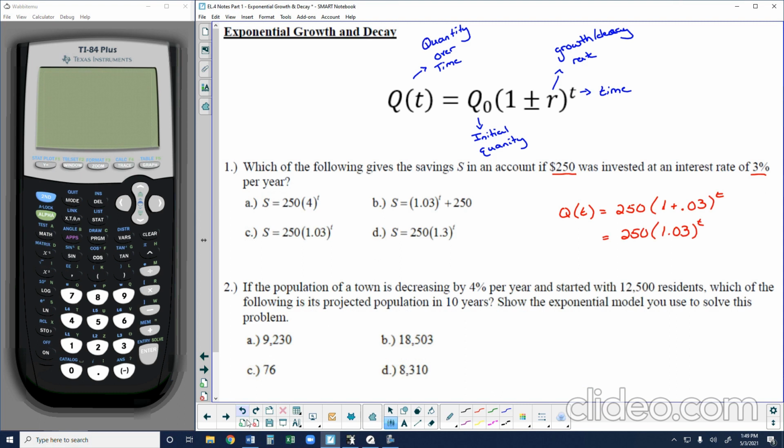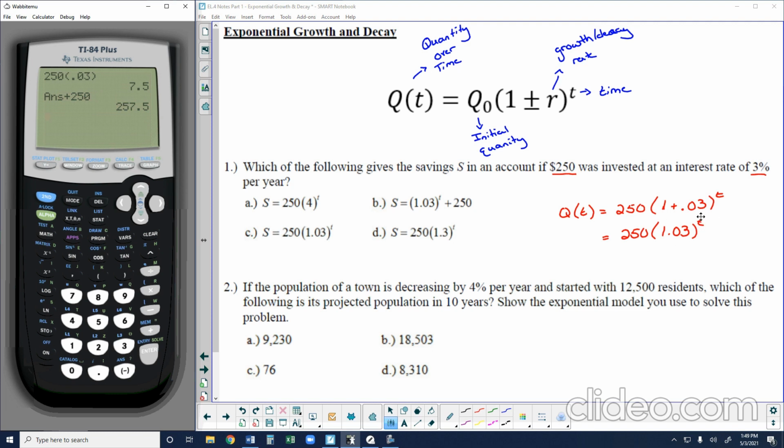If you think about why it's 1 plus, if I took 250 times 1, it remains unchanged. But if I'm going to increase by 3%, I would have 250 times 0.03, and this would be the amount that I'm increasing. So 250 times 0.03 is the amount that I increase, and I want to add that to the 250. We can account for that by taking 1 plus 0.03, or 250 times 1 plus 250 times 0.03.